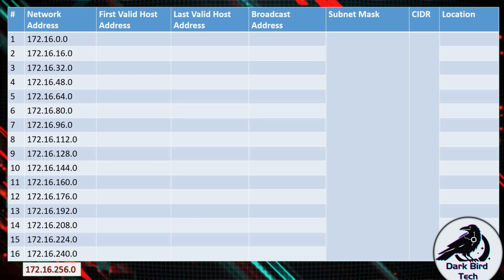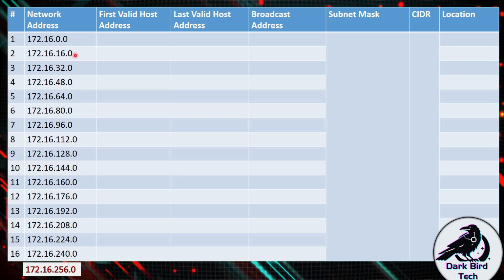Because if I go one network beyond the total number of networks I created, I should see a 256 somewhere, which helps as an error checking method. Very helpful in the exam for CompTIA Network Plus because you don't get access to a calculator. Plus, it helps us fill out the broadcast address as well. So you remember from the previous video, the broadcast address was look at the next network's address, that one over there, and subtract 1 from it.